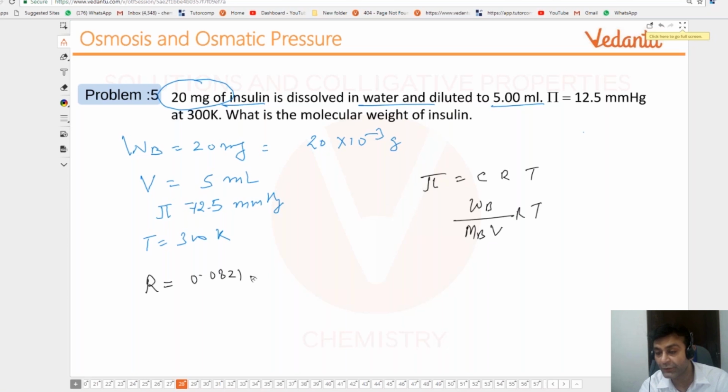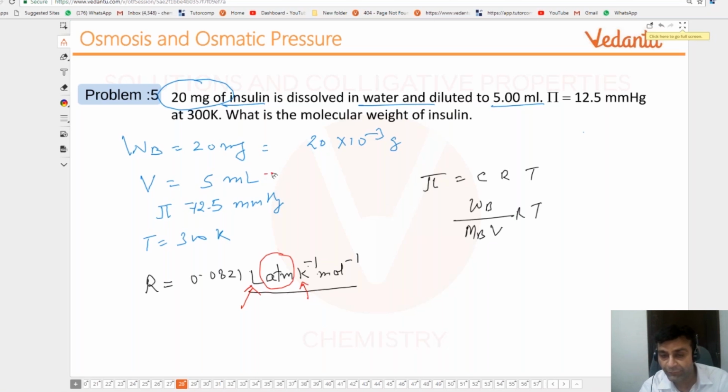What are the units of the value of R for this value? No, liter atmosphere per Kelvin per mole. Liter atmosphere per Kelvin per mole. It means the pressure value should be in atmosphere, volume should be in liter, temperature should be in Kelvin.